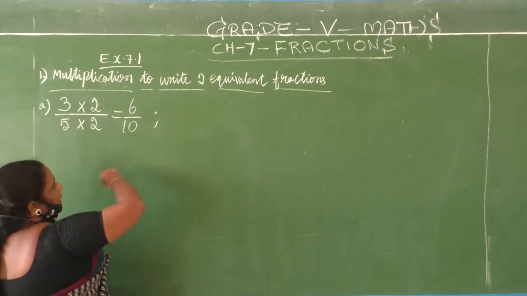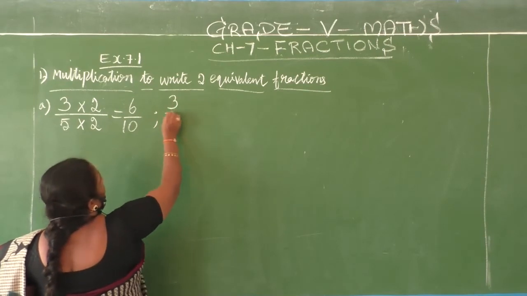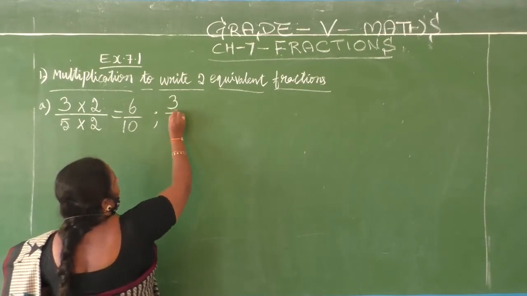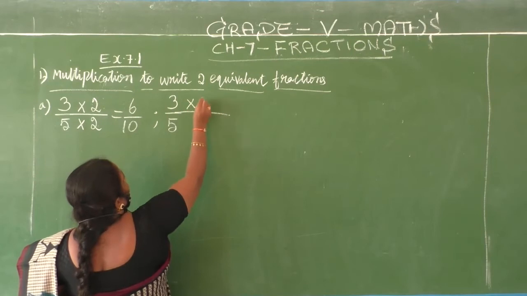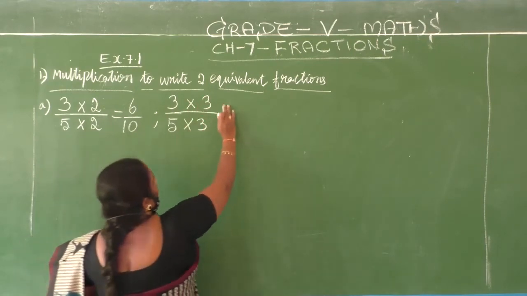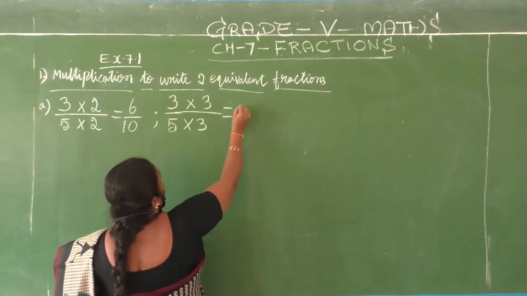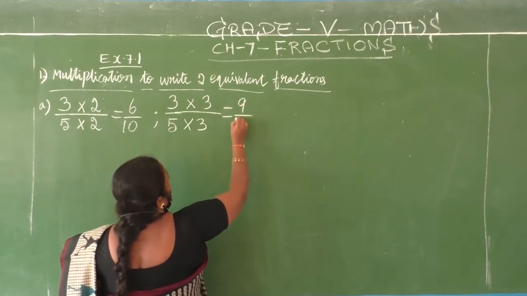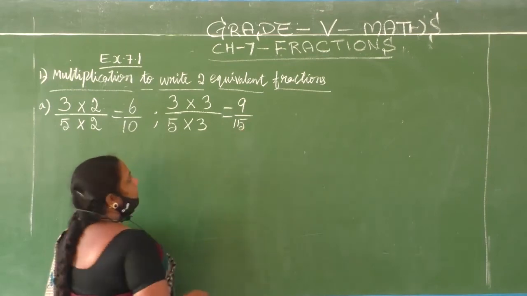One more equivalent fraction I am writing for 3 by 5. Next I am going to take 3 by 3. Numerator and denominator I am going to multiply by 3 by 3, the same number. 3 3s are 9, 5 3s are 15. Okay.